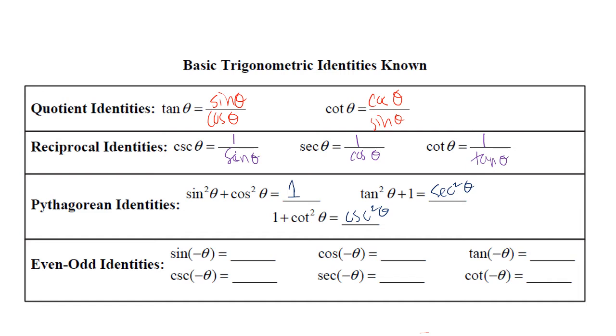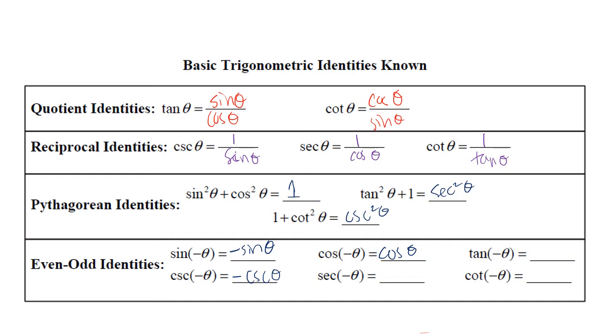And now we have our even odd identities. So on our even odd identities, if I have the sine of a negative theta, it's equal to negative sine of the positive theta. If I have the cosecant of a negative theta, it's equal to the negative cosecant of the positive theta. If I have cosine of a negative theta, it's just equal to the cosine of the positive theta.